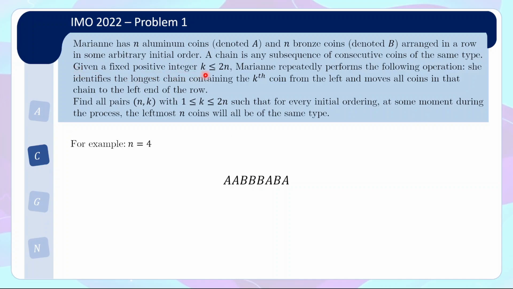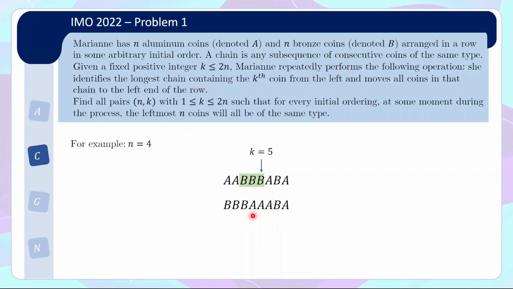Given a fixed positive k less than or equal to 2n, Marianne repeatedly performs the following operation. She identifies the longest chain containing the kth coin from the left. So for example, if k equals 5 for purposes of illustration, then the fifth coin from the left is this B, and the longest chain containing it is this BBB over here. And what she does is she moves all coins in that chain to the left end of the row. So for example, after moving it to the left end of the row, we end up over here with BBB, AAA, BA. And she repeatedly performs this operation.